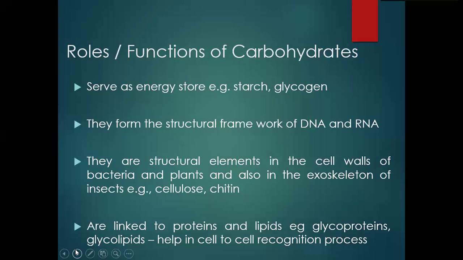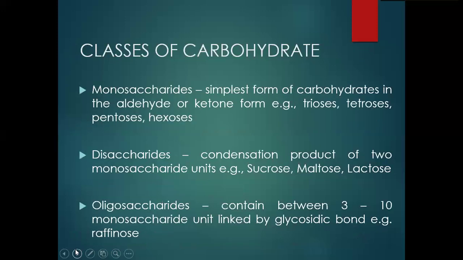When they are linked to lipids, they are referred to as glycolipids. And when they are glycoproteins or glycolipids, they help in cell-to-cell recognition processes. So a cell can easily be identified based on the type of glycoprotein or glycolipid that is found on the cell membrane. Classes of carbohydrates.